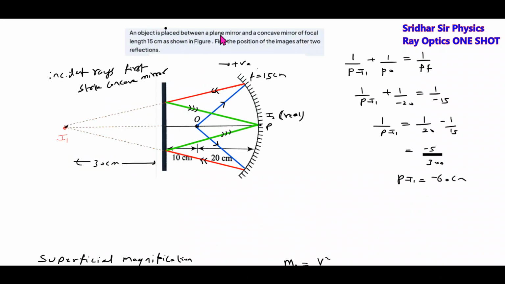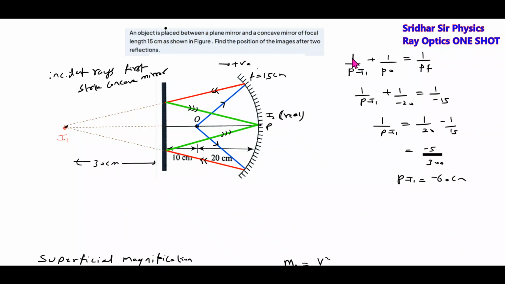An object is placed between a plane mirror and a concave mirror of focal length as shown. Find the position of image after two reflections. So an object is kept here, between the plane mirror and the concave mirror. Now what are the rays here? First reflection, the rays will be incident on the concave mirror. Then after reflection, they want to converge at point I1, but the mirror will not permit. What will the mirror do? The mirror will reflect it, and this will be the final image formed here.